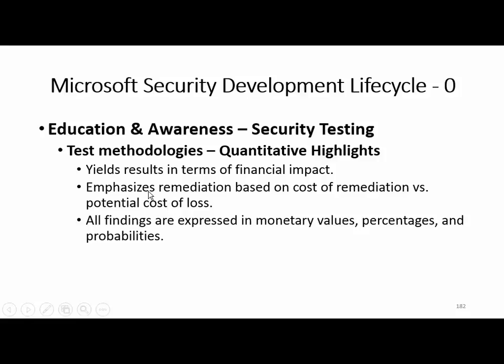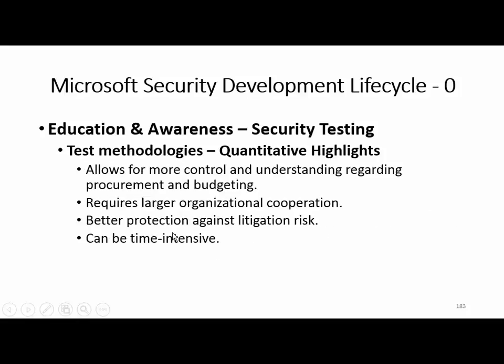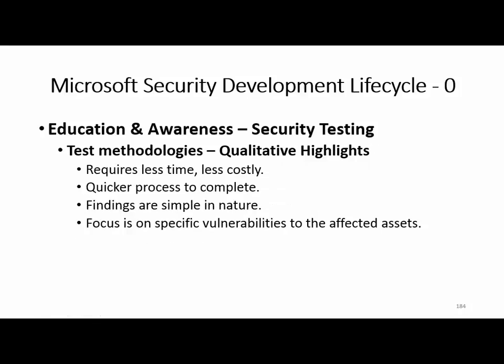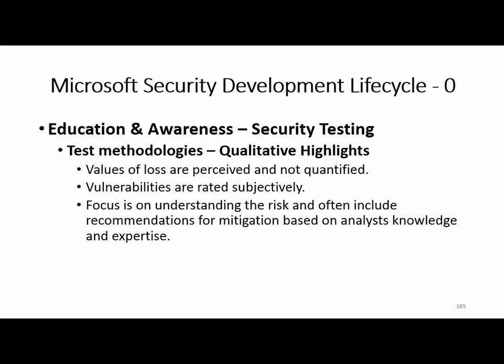So quantitative yields results in terms of financial impact. The stuff as mentioned is expressed in monetary values, percentages, probabilities. All right, it allows for more control, but it can be time sensitive and it can be expensive. So most people do the qualitative because, as mentioned there, it requires less time, it's less costly, it's quicker to process, and it's simpler to do.